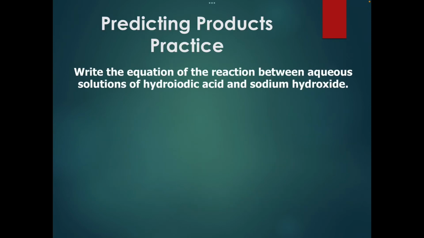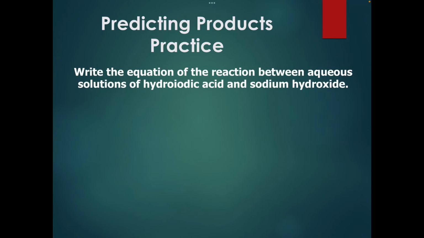All right, let's try and predict the products of some double displacement reactions. We predicted the products of a lot of other types of reactions already, but we haven't done double displacement yet, so let's go ahead and give that a go. This says write the equation of the reaction between aqueous solutions of hydroiodic acid and sodium hydroxide. Do you see that I haven't given you the formulas of our compounds? I've given you words, just like we did in the last lecture. So the first thing we'll need to do is figure out our formulas of hydroiodic acid and sodium hydroxide.